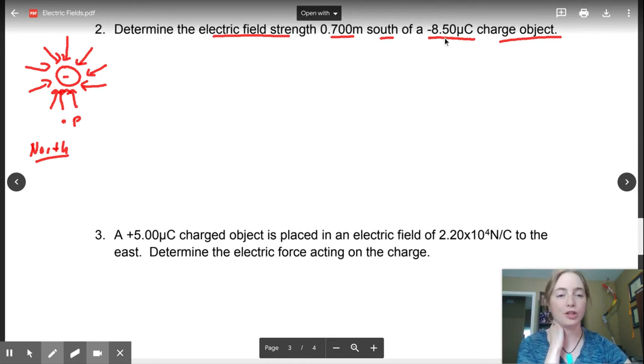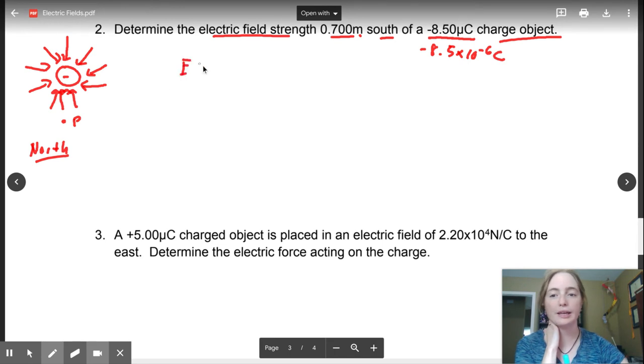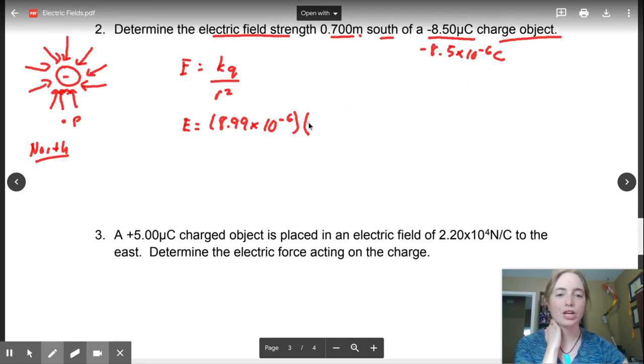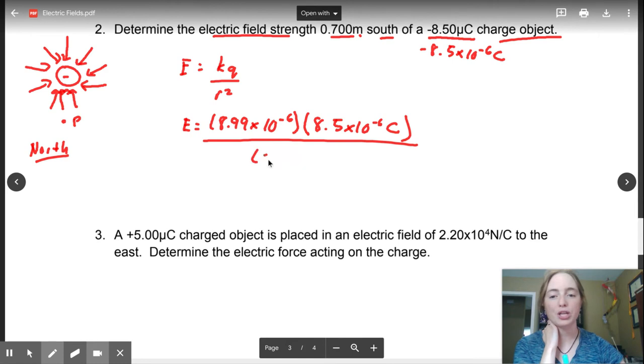Well, we have this, which we're going to convert into our appropriate units. Okay, this is already in good units. We've got a charge. Okay, so E is equal to KQ over R squared. And our K is 8.99 times 10 to the power of 9. And Q is our charge of, once again, absolute values, 8.5 times 10 to the power of negative 6 coulombs. Divide by that, this is already in meters, of 0.7 squared. And you're going to get your field strength.